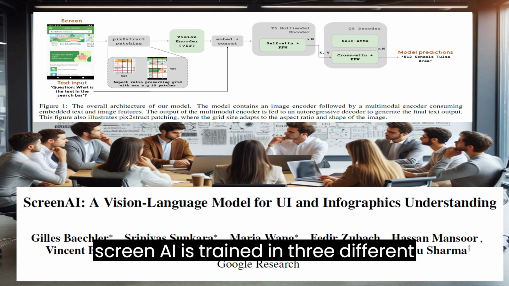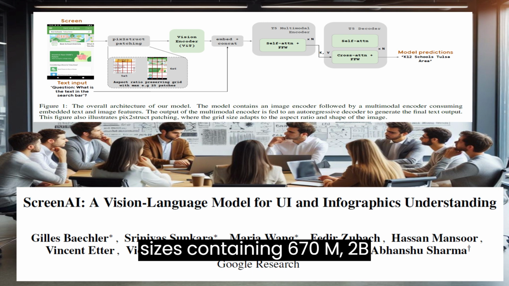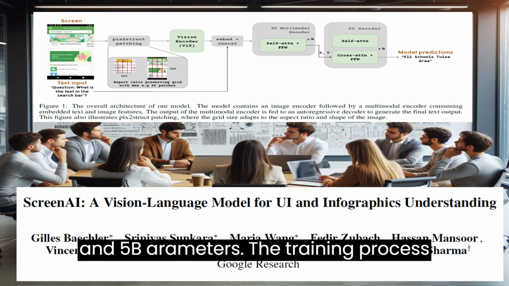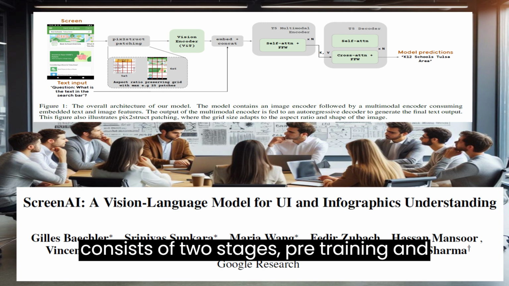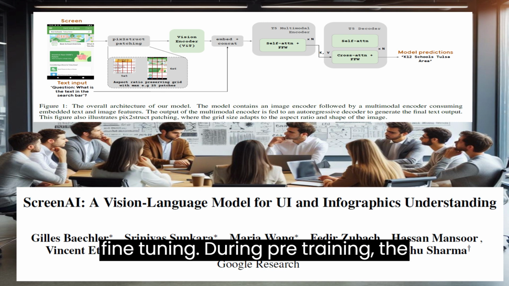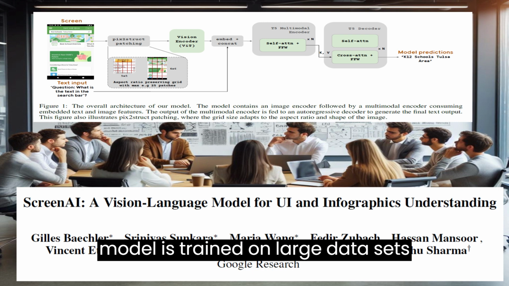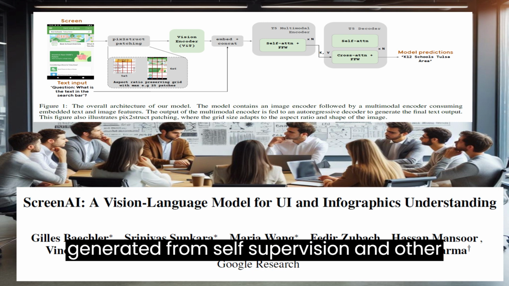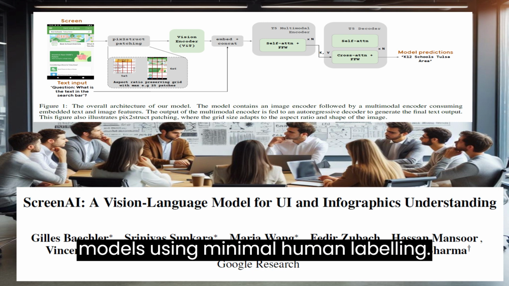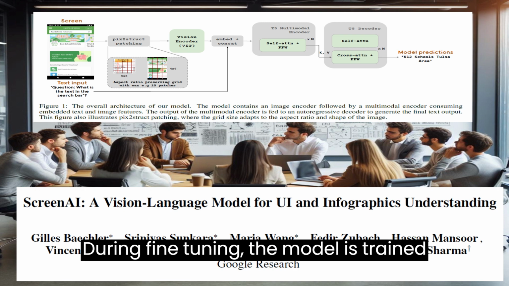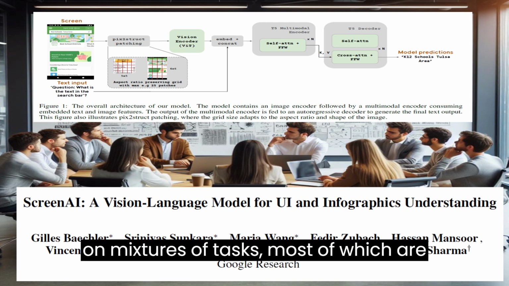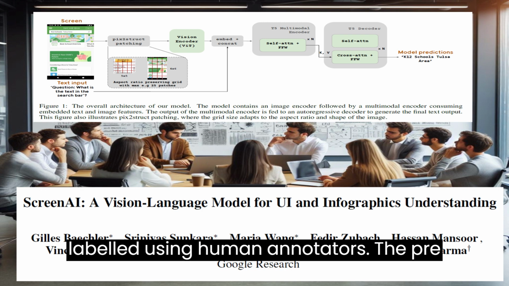ScreenAI is trained in 3 different sizes containing 670M, 2B, and 5B parameters. The training process consists of 2 stages, pre-training and fine-tuning. During pre-training, the model is trained on large datasets generated from self-supervision and other models, using minimal human labeling. During fine-tuning, the model is trained on mixtures of tasks, most of which are labeled using human annotators.